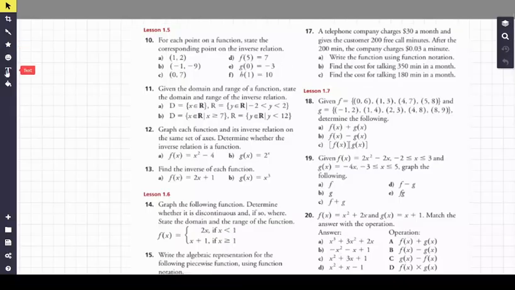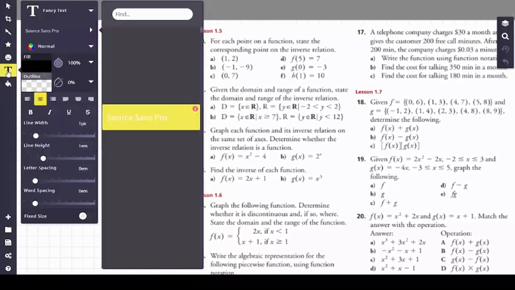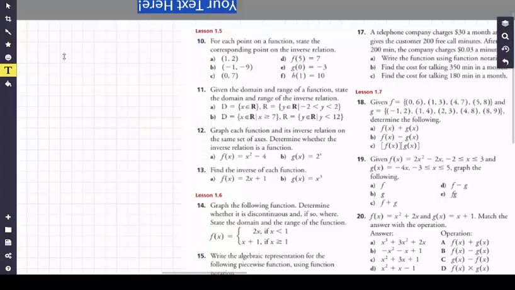Question number 10. For each point on the function, state the corresponding point on the inverse function. Those are the inverse relation. So this should be rather simple.